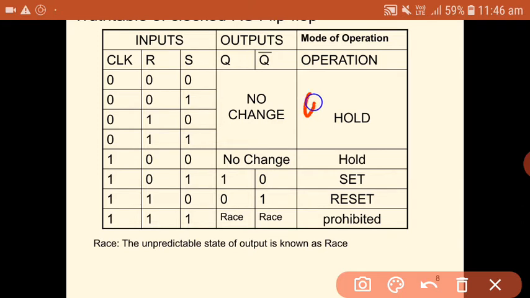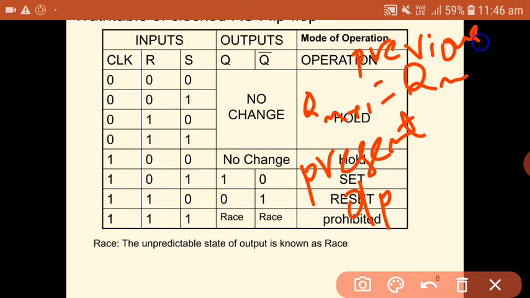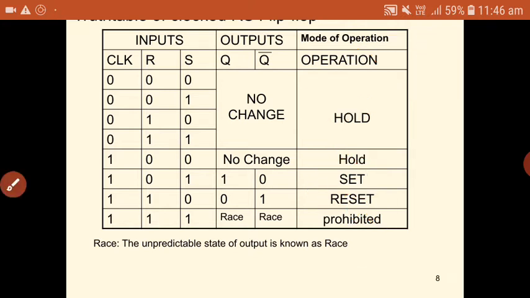That means I can write Qn plus 1 is equal to Qn, where Qn plus 1 is the present output and Qn is the previous output. Present output equal to previous output means there is no change in the state of the output. That is when clock is equal to 0.